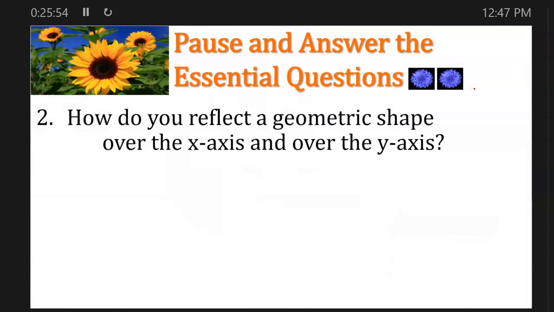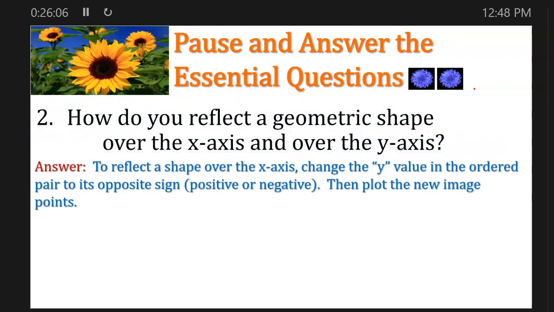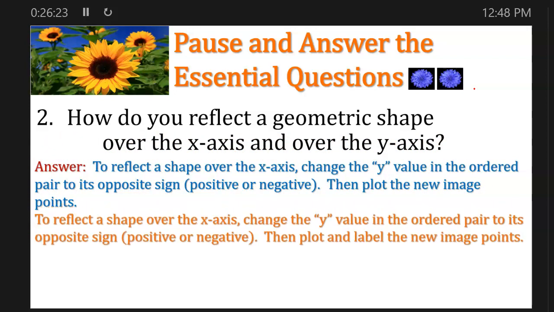All right, the second essential question is, how do you reflect a geometric shape over the x-axis and over the y-axis? So again, there are rules for this. The first one is to reflect a shape over the x-axis, change the y value in the ordered pair to its opposite sign, positive or negative, then plot the new point. So to reflect a shape over the x-axis, change the y value to its opposite sign.